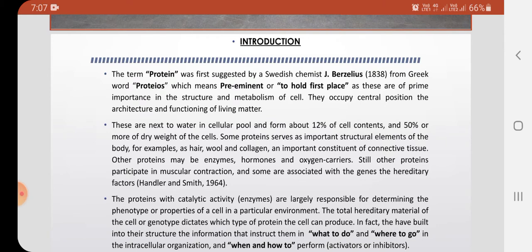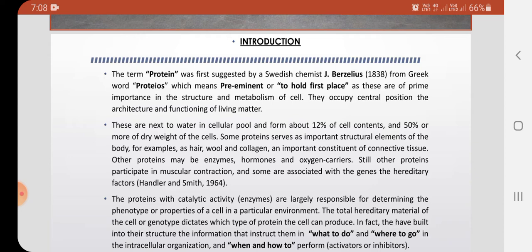First of all, we introduce the term protein. The term protein was first suggested by Swedish biochemist G. Berzelius in 1838 from the Greek word proteos, which means preeminent or to hold first place, as these are of prime importance in structure and metabolism of cell. So, the term protein comes from the Greek word proteos.